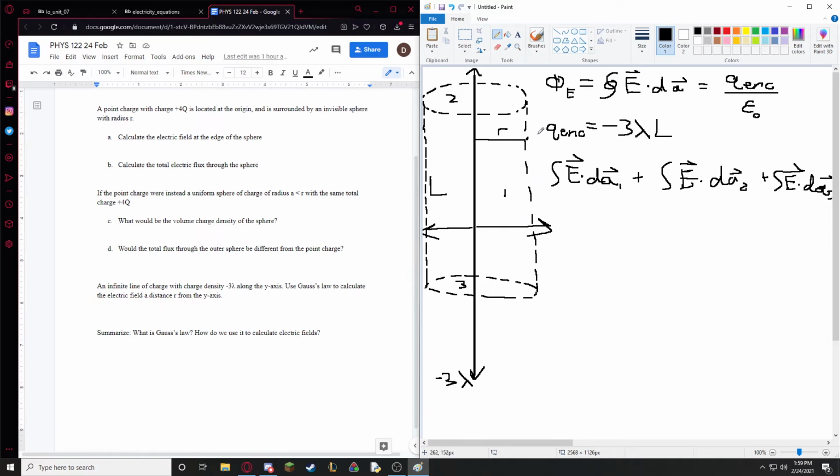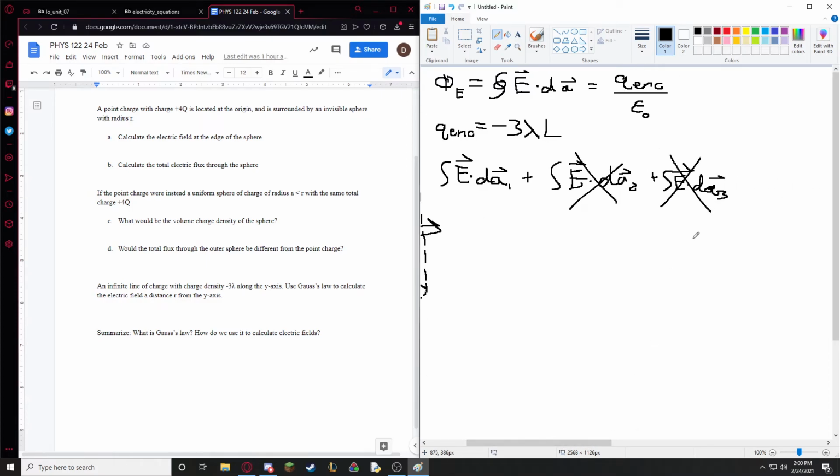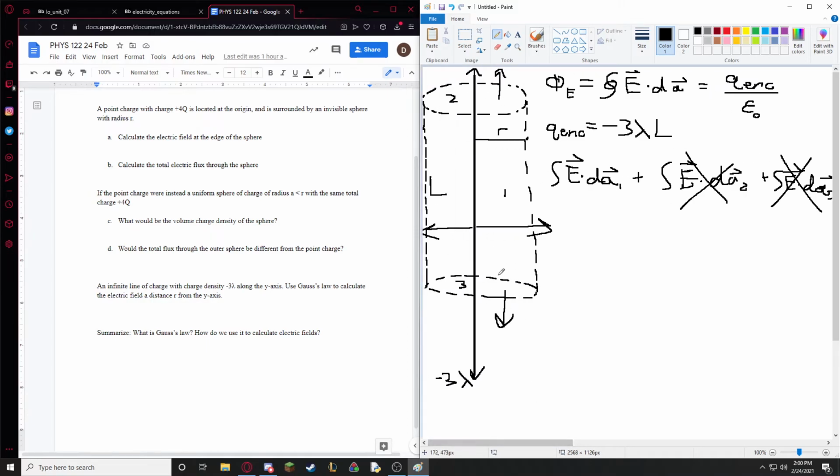And our area vector for the top is in what direction? dA2, up, exactly. And dA3 is? Down. Down, exactly. Either way, the angle between E and dA is 90 degrees. Dot product E dot dA, E times dA times the cosine of 90, is equal to 0. So both of those go away. So we only have to worry about the side part of the cylinder, the actual height of it.